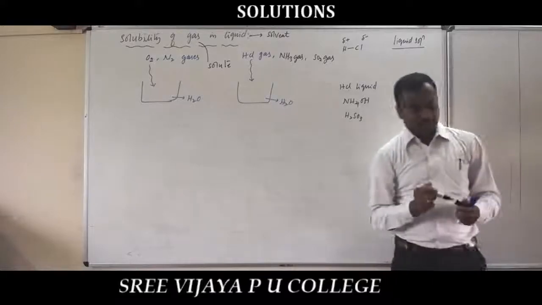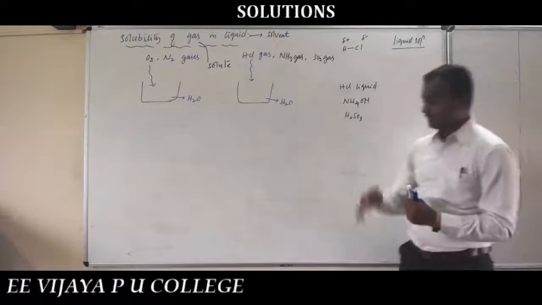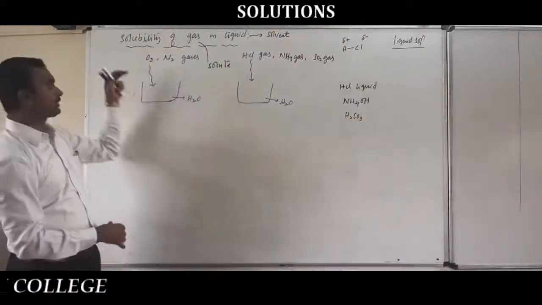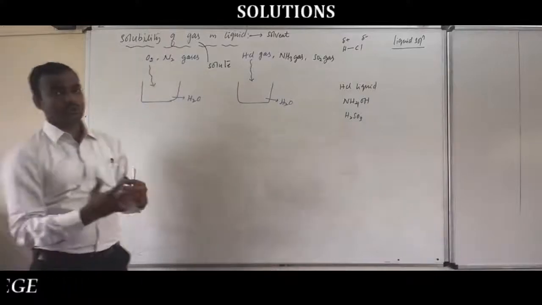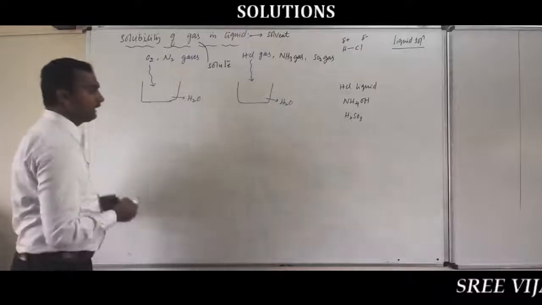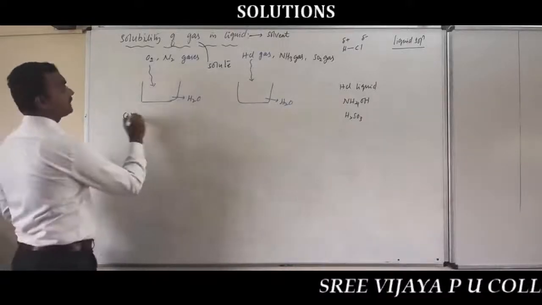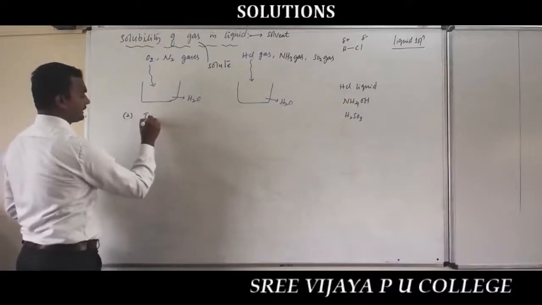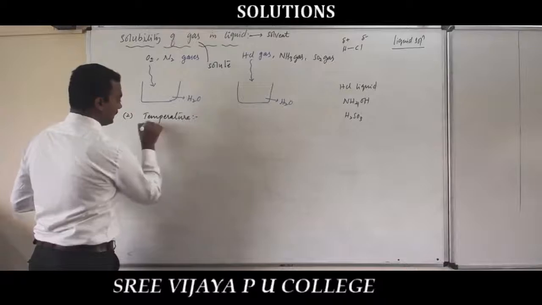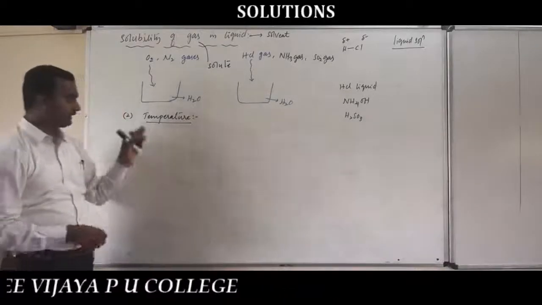So when any gas is dissolved in a liquid, that gives this type of solution, a liquid solution. That is one of the simple concepts: how the nature of solute and solvent affects the solubility of a gas in a liquid. And one more important factor that affects the solubility of a gas in a liquid is temperature.